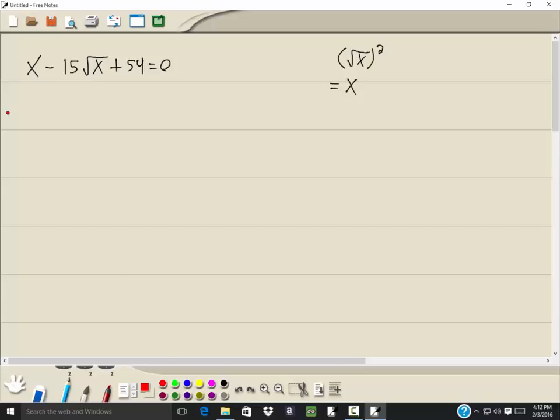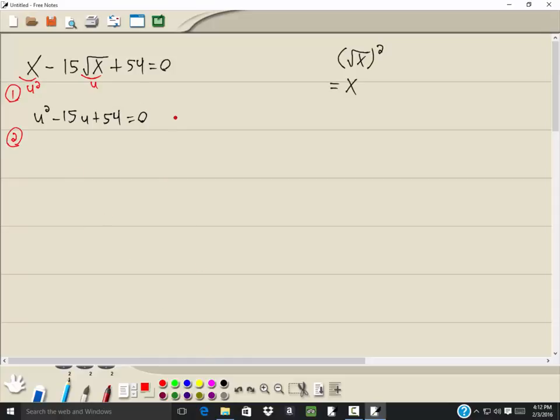Now our steps for a U-substitution. First step says to let the middle part be equal to u and the first part be equal to u squared. So that gives us u squared minus 15u plus 54 equals 0. Now step 2 is to solve for u.